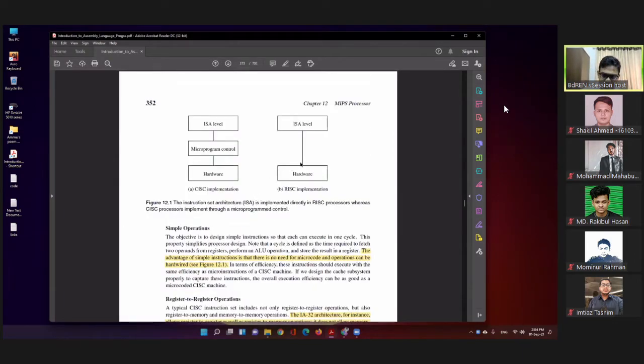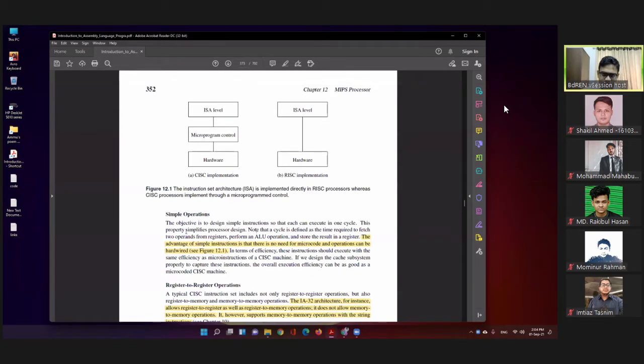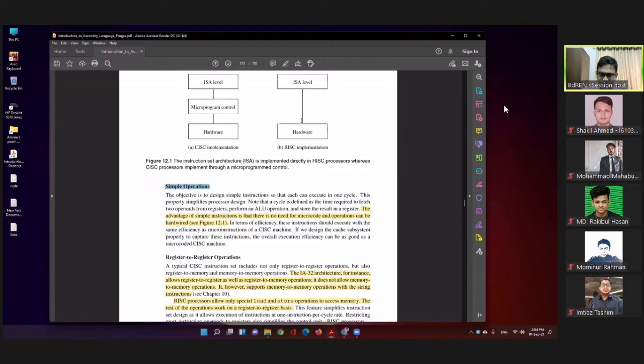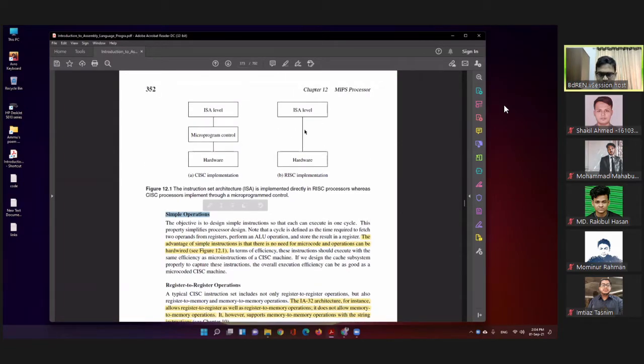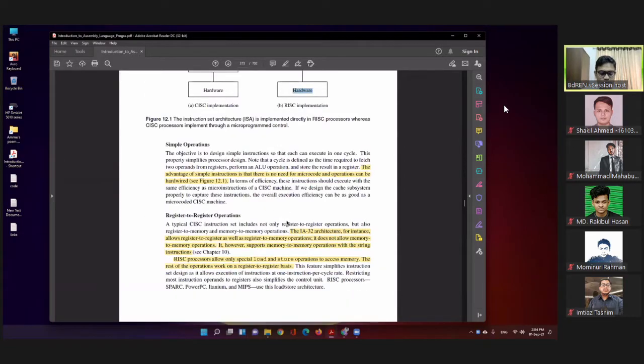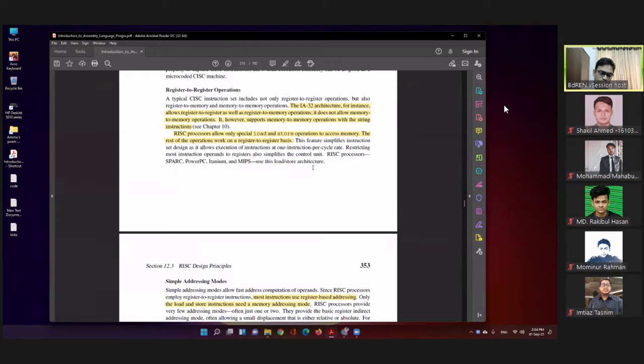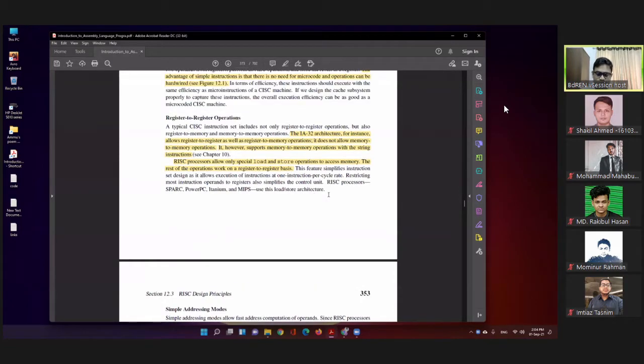Let me just revise once again. The first feature is simple operation, because it's very simple. If you compare these two, it's simple. There is no microprogram control. It's directly implemented by the hardware. Next one, we use register to register operation, because we have very few load and store operations, which use the main memory. Other than that, all of them are register to register.